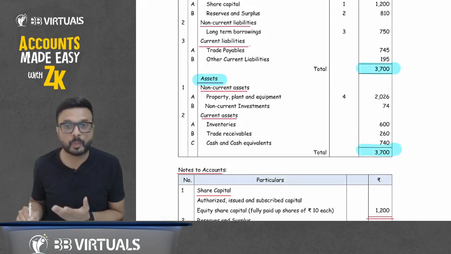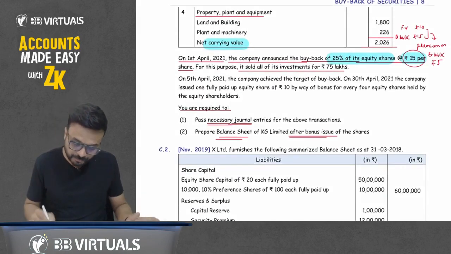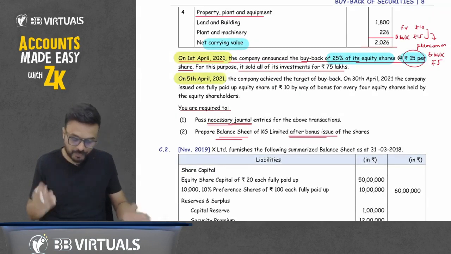It means that there is a profit of rupees 1 lakh. Okay, we'll record it. Now, this is about 1st of April 2021. Now, this is about 5th of April 2021.